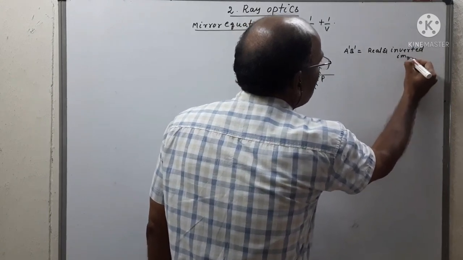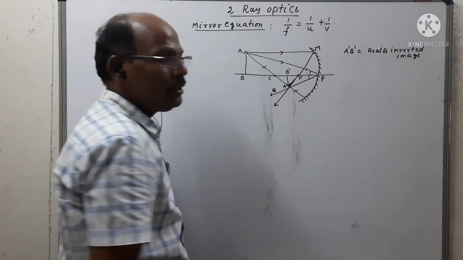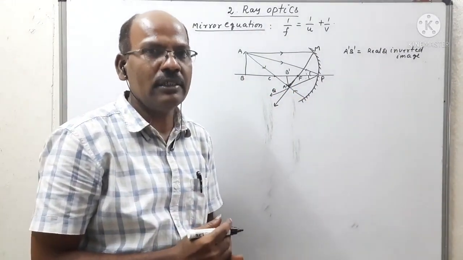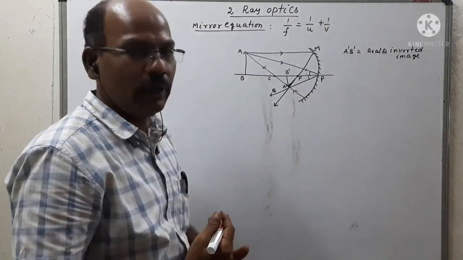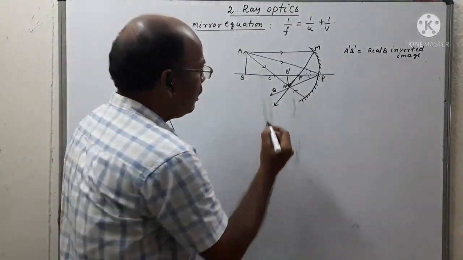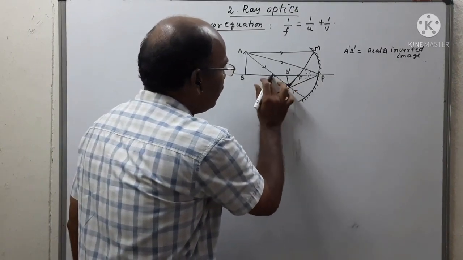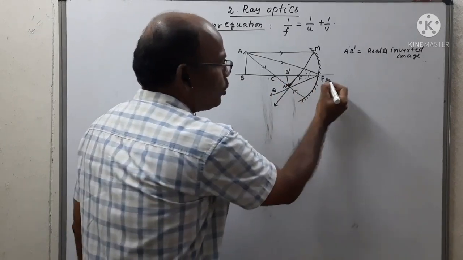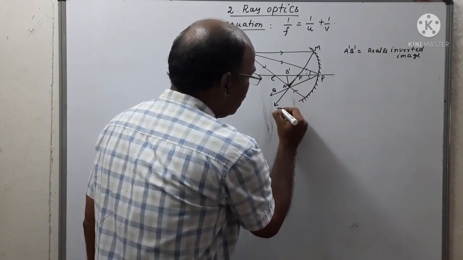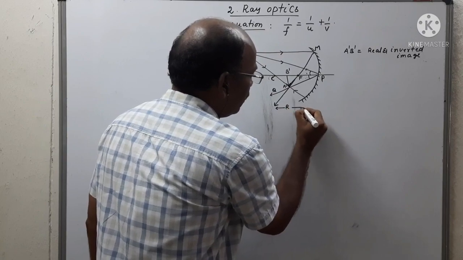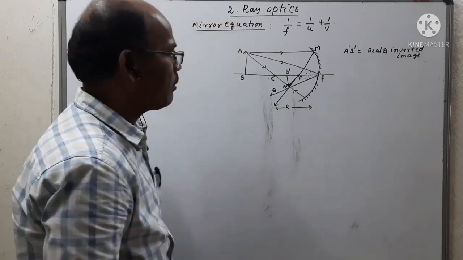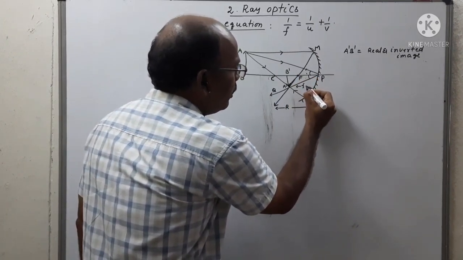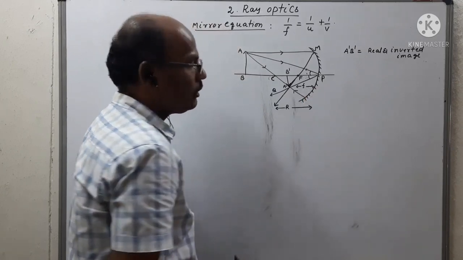Real and inverted image. And AB is the object distance. Let's represent what is object distance, what is image distance, what is focal length, what is the radius of curvature. Here we can observe that the distance between the center of the sphere to the pole is called radius of curvature. So this is radius of curvature. And the distance between the focus and the pole is equal to focal length.